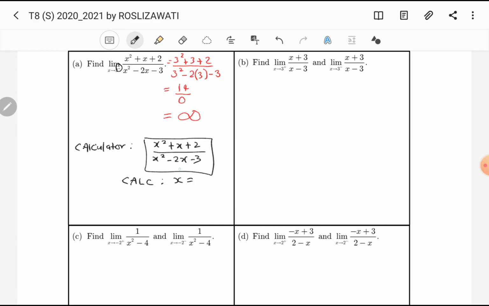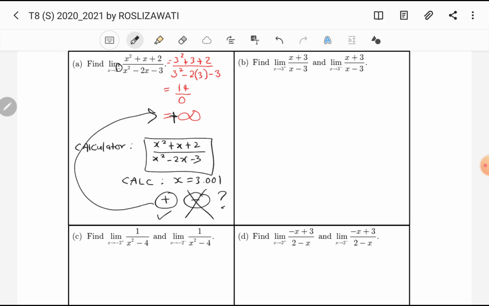X equal to 3 from right. 3 positif, kanan dia. So awak masuklah 3.001. Okay. Check jawapan, positif ke ataupun negatif. Check calculator tu, dia bagi positif ke negatif? Okay, dia bagi positif. So jawapan kat sini is positif infinity. Kita follow calculator tunjuk apa.